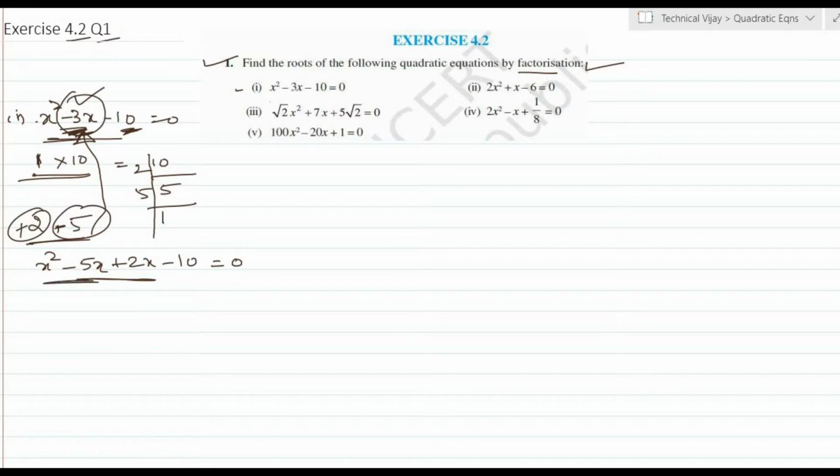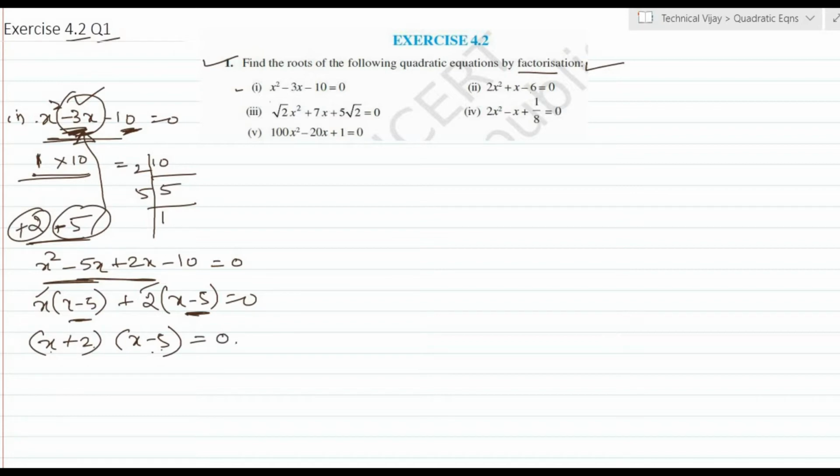In x square minus 5x we take x common, and x minus 5 remains. Here also we take 2 common, and x minus 5 remains. The two terms should be equal, so we can write x plus 2 and x minus 5 in this way. Because x into x minus 5 plus 2 into x minus 5, the same thing, is equal to 0.